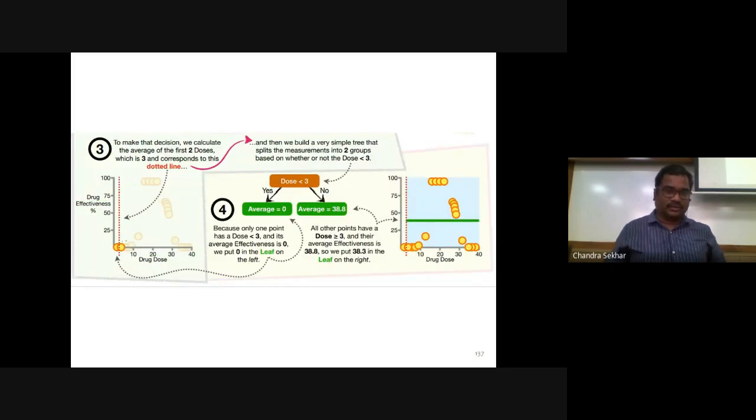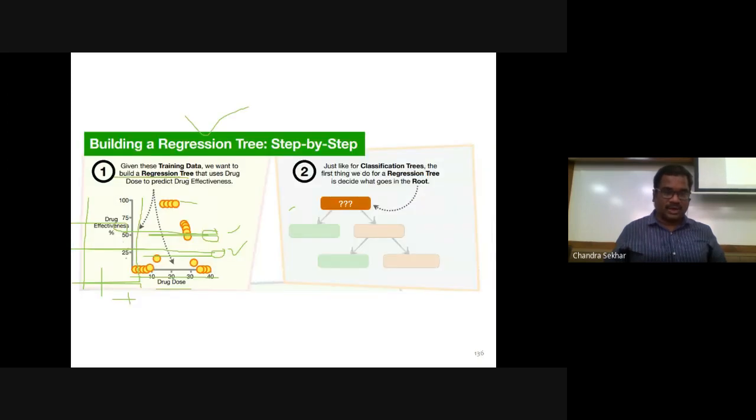Now what are the two values here? The first two values: if dose is less than 3, so 1, 2, 3, this is a point. Less than 3, and the number of points above 3. If the dose value is less than 3, what is the average value? 0. Why? Because it is close to 0. And what are the number of points? These are all the points.